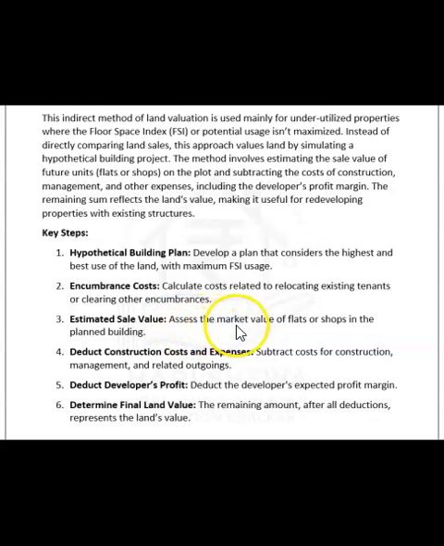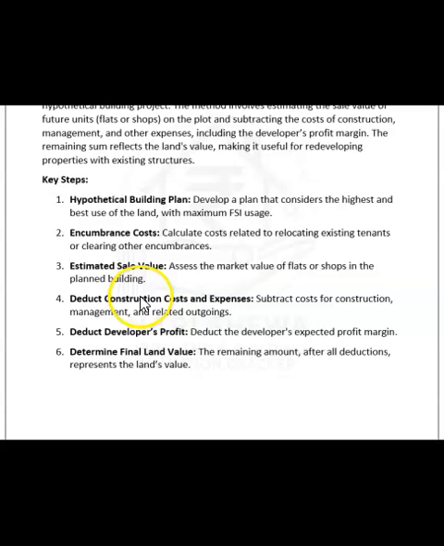Then estimate sale value. Assess the market value of flats or shops in the planned building. Deduct construction cost and expenses. Subtract cost for construction management and related outgoings. Deduct the developer profit, the developer's expected profit margin, to determine the final land value. The remaining amount after all deductions represents the land value.